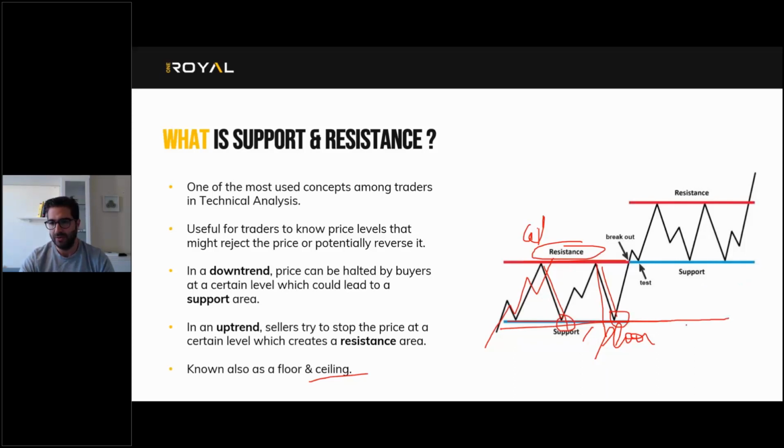And what you will do is plot the support, and next time the market approaches it, most probably you will see a reaction either to the upside or to the downside. This is based on price action that you should learn about.